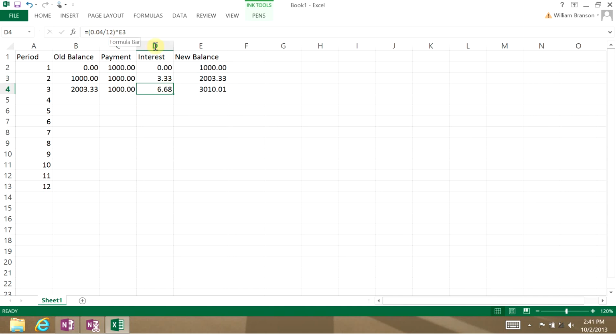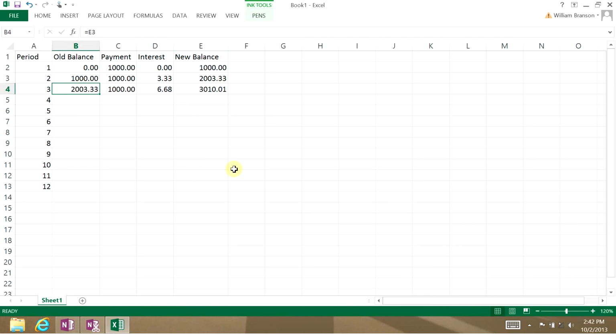0.04 divided by 12 times the old balance. Right? And if you click there, you can see that it's this number, that's I, 0.04 divided by 12 times E3. And then what's the new balance? Well, the new balance is old balance, B4, plus C4, that's the payment, plus interest. And that gives me E.